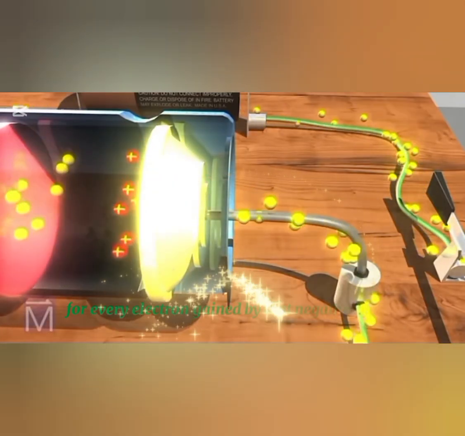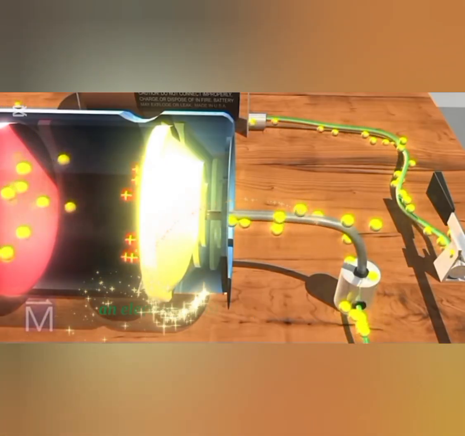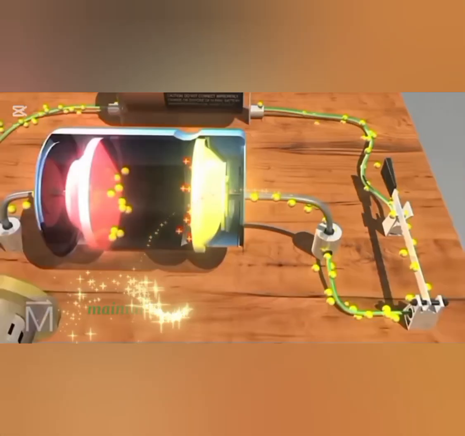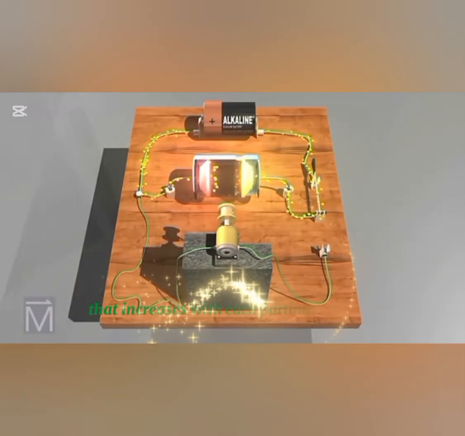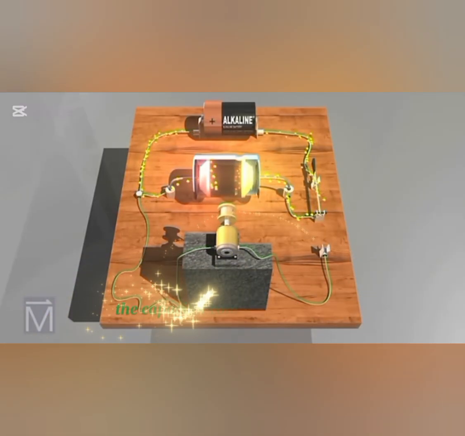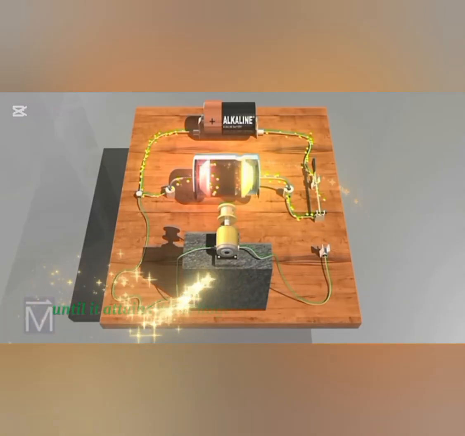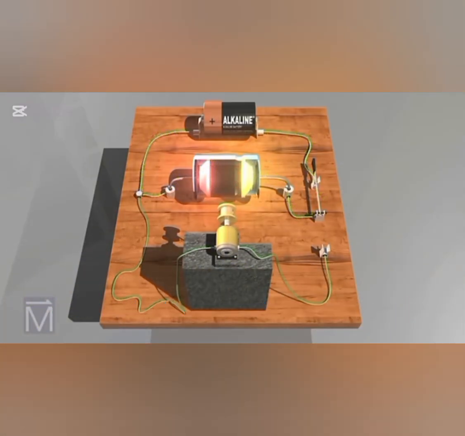For every electron gained by that negative plate, an electron is lost by the positive plate, maintaining the capacitor in equilibrium. Here, the red glow represents the positive charge held by the plate that increases with each parting electron. The capacitor continues to charge until it attains the voltage of the battery charging it.